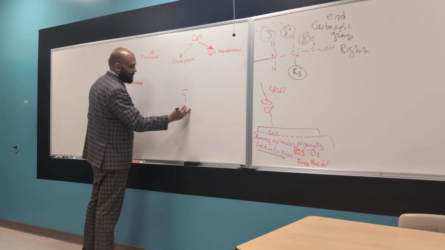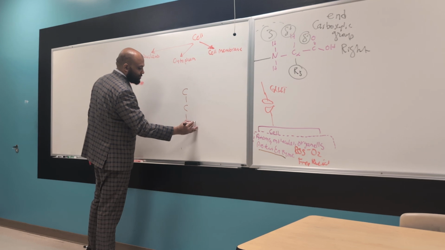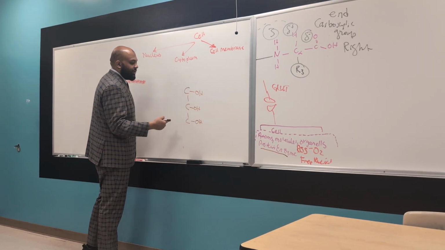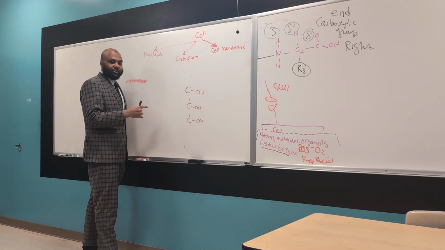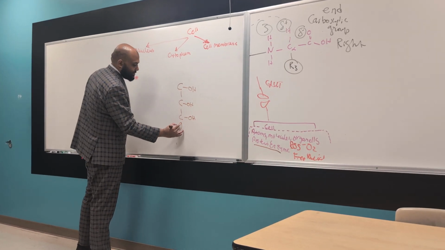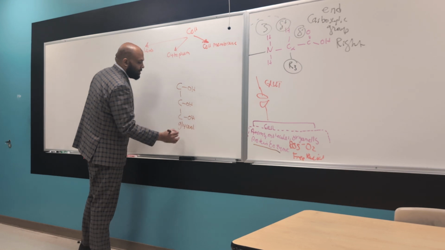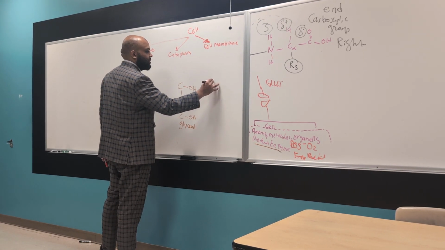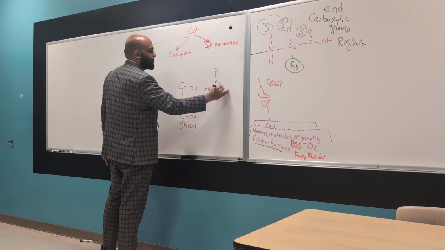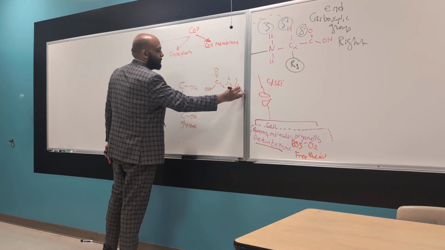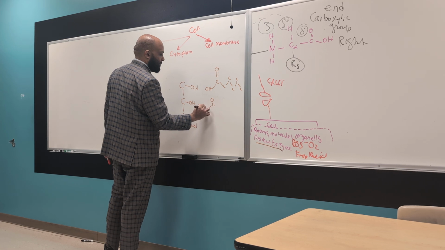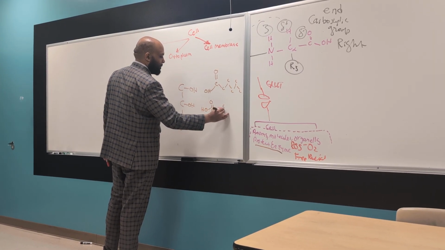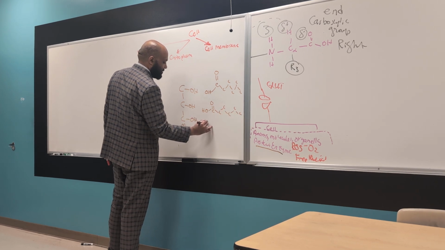3 carbons attached to, what's the name of this structure right here? Glycerol. Yeah, that's glycerol. Excellent. Okay, and what's the name of this structure right here? Free fatty acid. Excellent, that's free fatty acid.